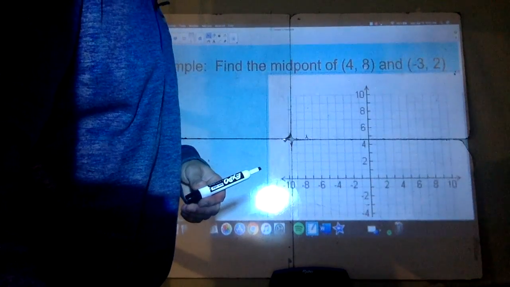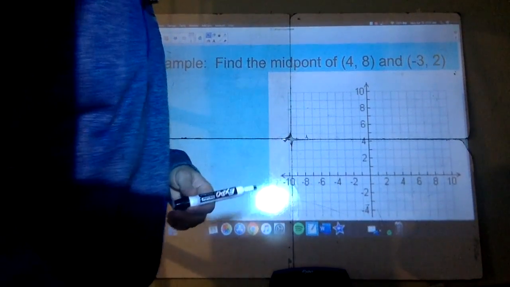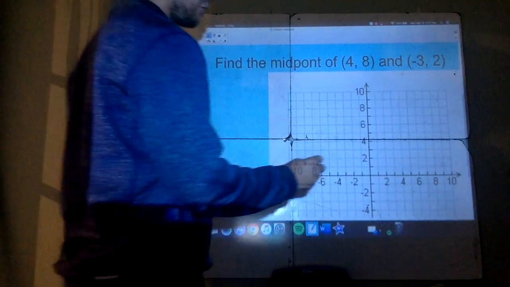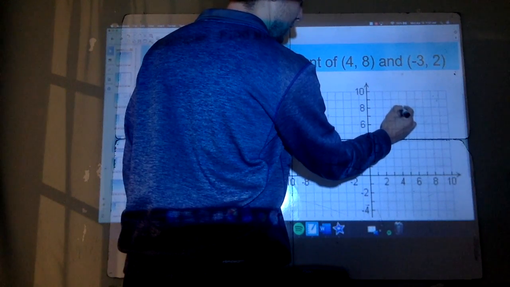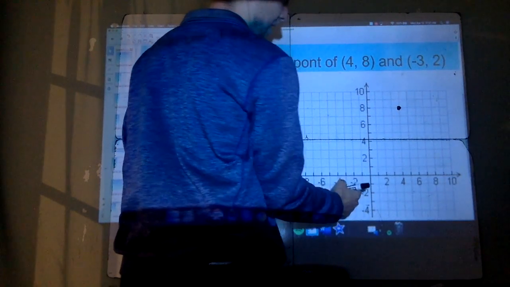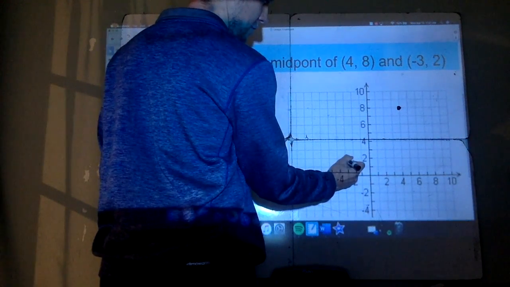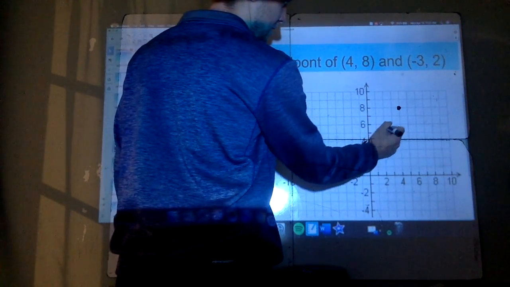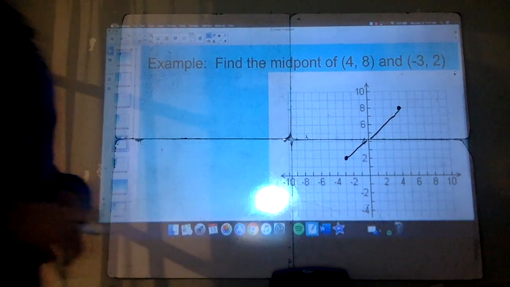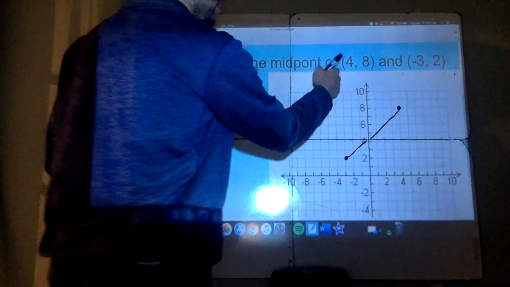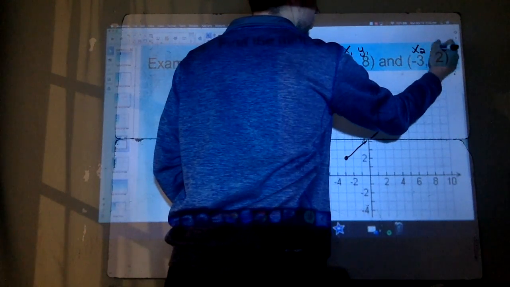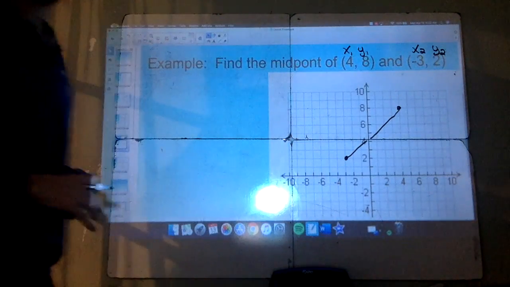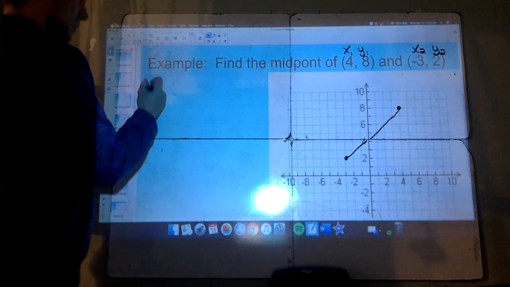So how we would use that is if we wanted to find the midpoint of 4, 8, and negative 3, 2. The first thing I'm going to do is graph over 4, up 8. That's one point right there. And the other is back 3, up 2. So I'm going to connect these. And we want to find what is the midpoint there. I like to label this x1, y1, x2, y2, just so I can keep it straight in my head. And we're going to find the midpoint.